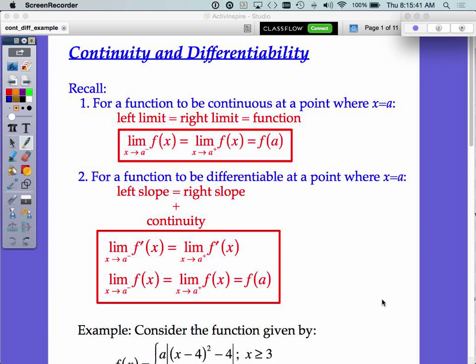Okay, so I've been asked by a couple of people about this idea of how to define continuity and how to solve problems involving continuity and differentiability. So I've decided to do a quick review and then we'll take a look at a problem.